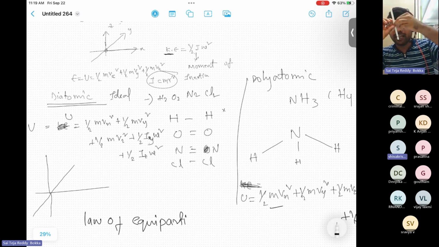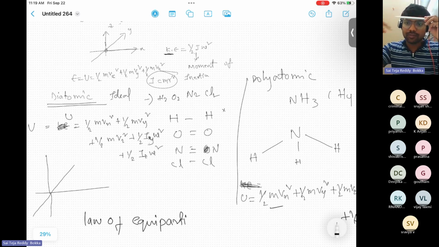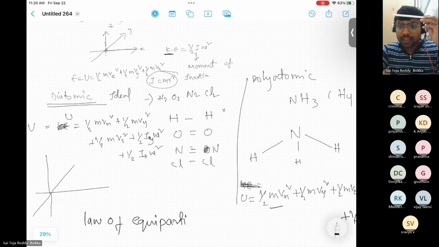When it is rotating in the y-axis, now there is a consideration of bond length. While rotating in the z-axis, here also you can consider your bond length. But while spinning on its own axis, it spins like this, as a ball rotating on its own axis. Your radius is very small, so you neglect the kinetic energy with respect to the x-axis while it is spinning.